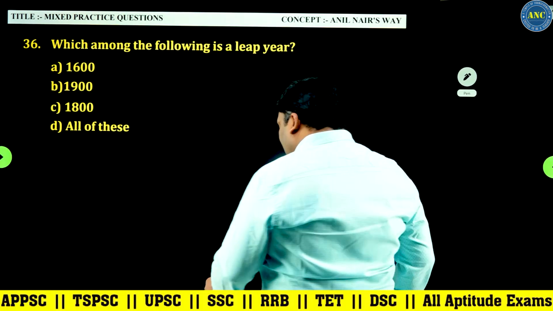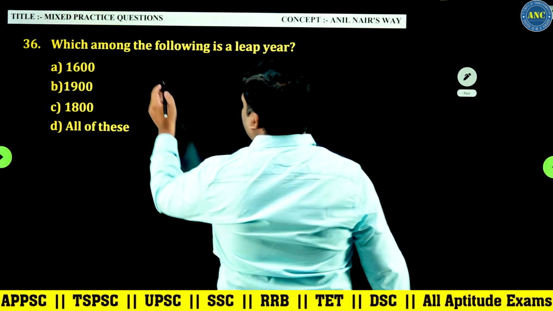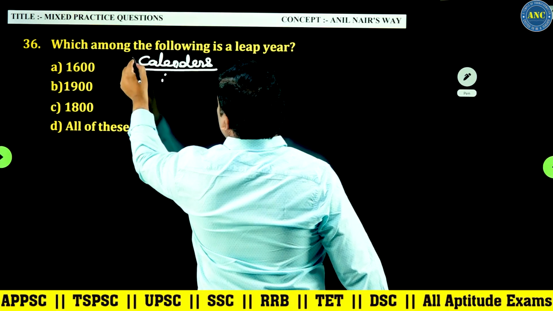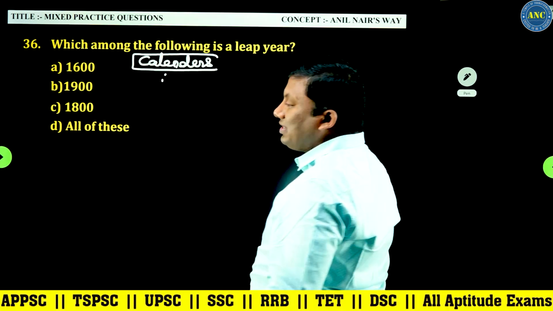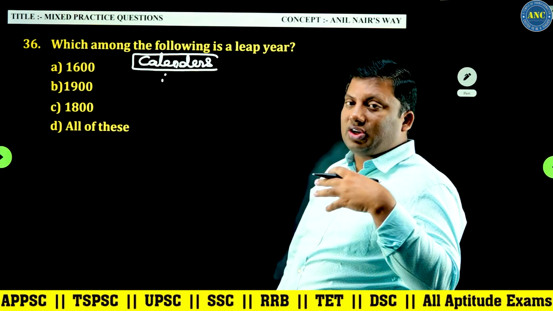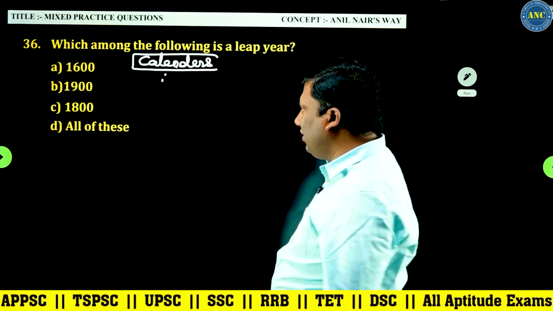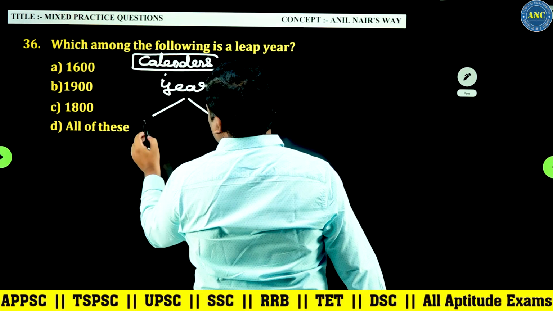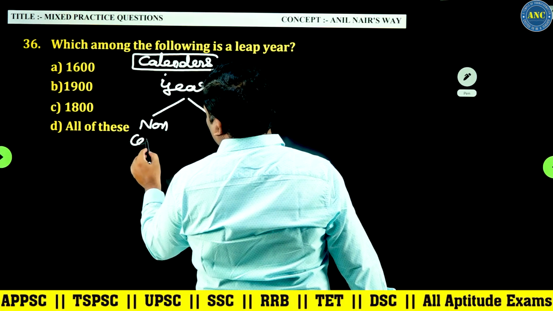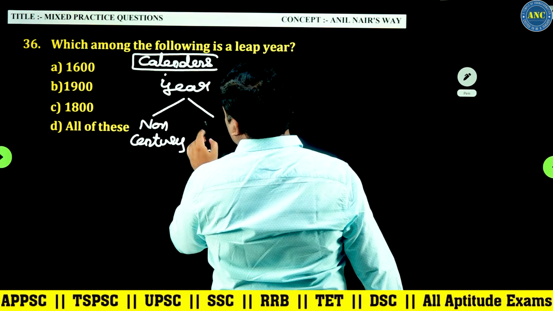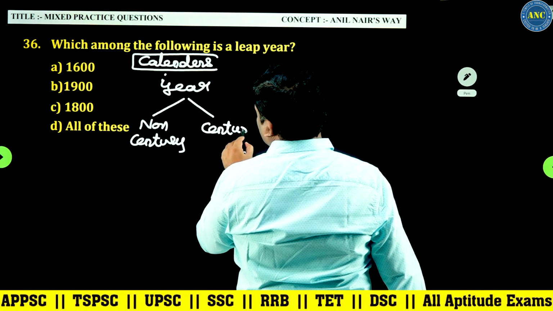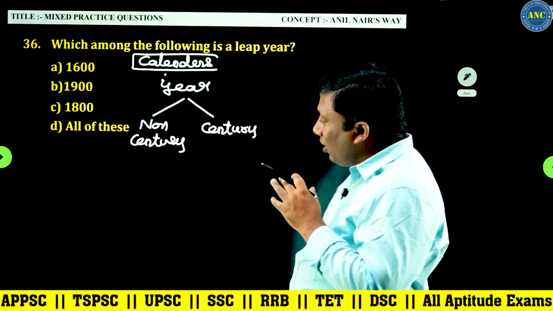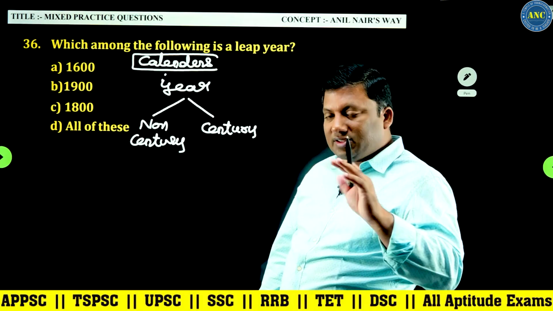This question is based on calendars, highly repeated models. Please read the question. Which of the following is a leap year? First of all, if you know the definition of a leap year, this question solving is very easy. Suppose a year is given. Year is of two types. It is a non-century year, and it is a century year. A century year is a year which is divisible by 100. A non-century year is a year which is not divisible by 100.